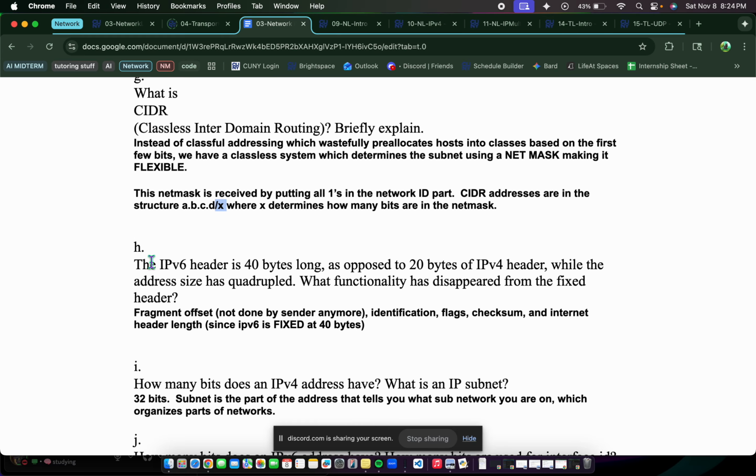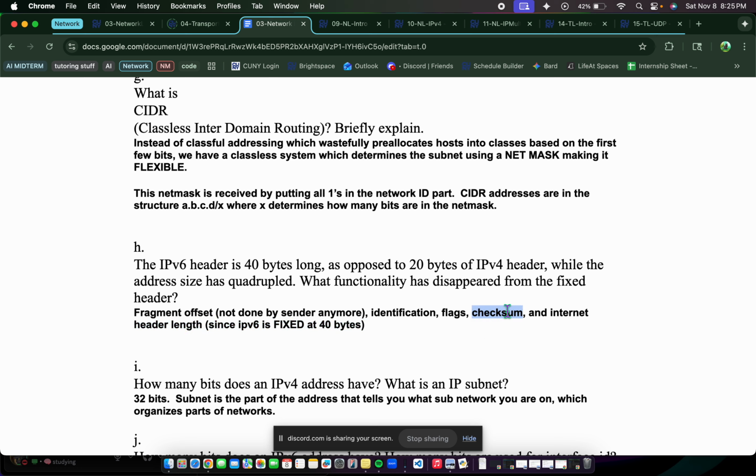Okay, so the IPv6 header is 40 bytes long as opposed to the 20 bytes of the IPv4 header, while the address size has quadrupled. What functionality has disappeared from the fixed header? There's a couple of different things, but the most important thing I'd say is probably the checksum, and also the header length.